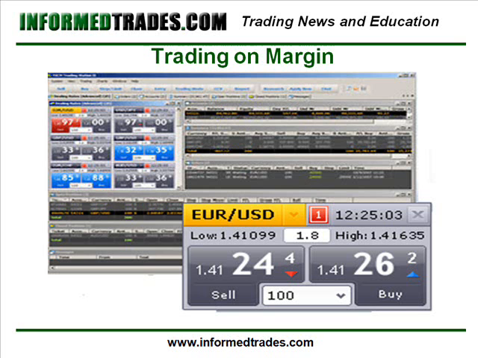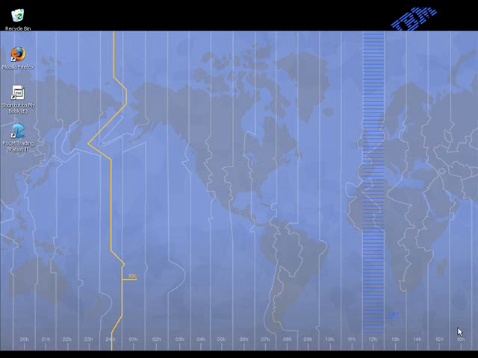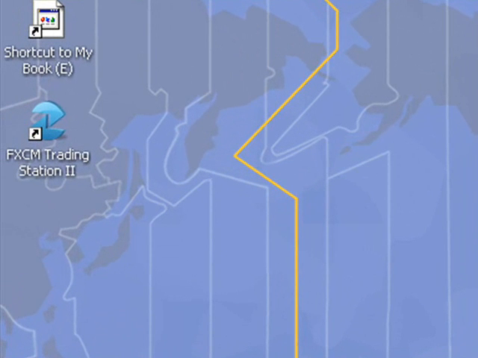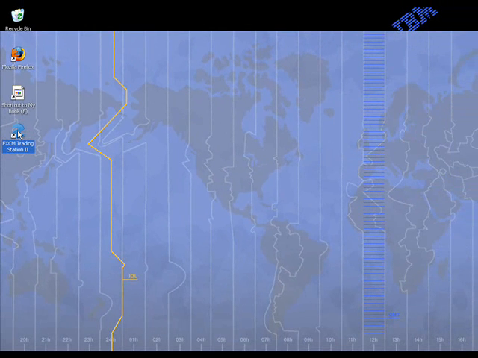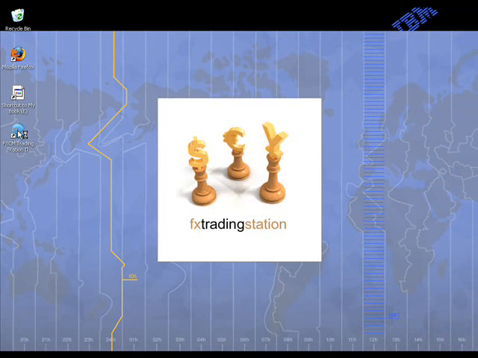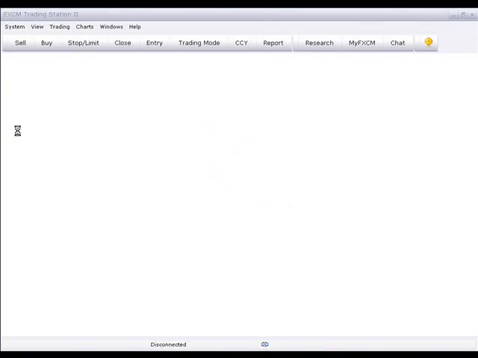If fully used, this would take a 1% move in a currency pair and turn it into a 100% gain or loss on the value of your account. The easiest way to understand this is by seeing it in real time by logging into our real-time demo trading accounts. If you've not done so already, I encourage you to pause this video now and click the link above this video if you're watching on InformedTrades.com, or to the right of this video if you're watching on YouTube, and register for a free real-time demo so you can follow along as well.